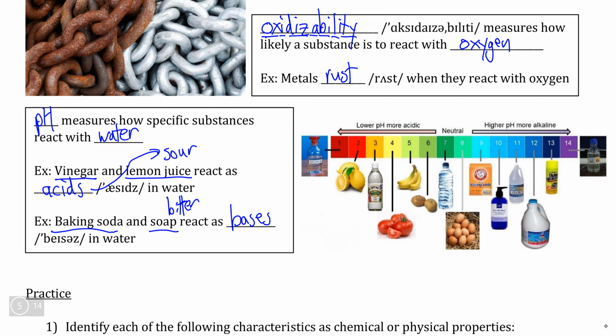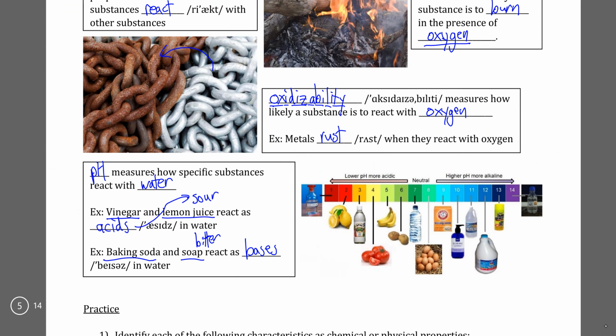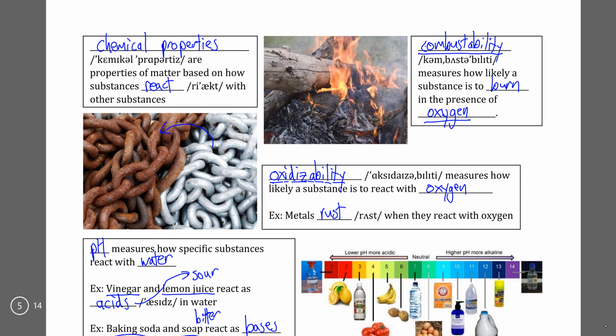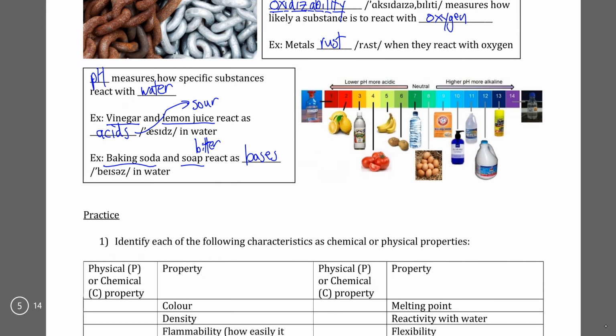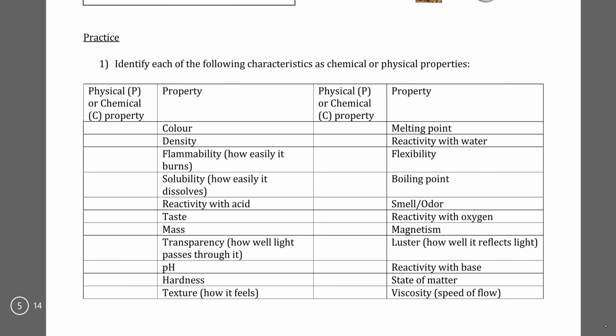In the next video, we're going to look at different ways that you can identify that a chemical reaction has taken place and therefore focus on chemical properties in more detail. Until then, try the practice problems below and see if you can use your knowledge of what a physical and chemical property is to identify which is which in the table below.